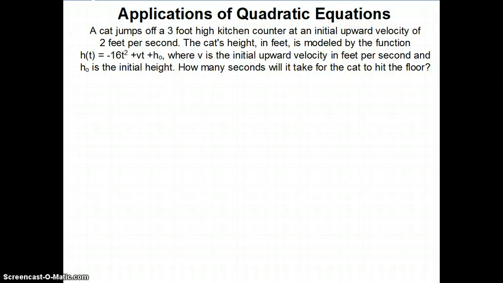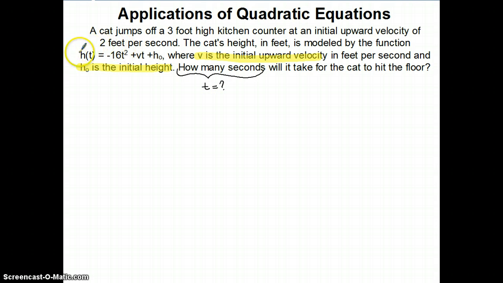Moving on. A cat jumps off a 3-foot-high kitchen counter at an initial upward velocity of 2 feet per second. The cat's height in feet is modeled by the function that follows. V is the initial upward velocity, and h, or h sub 0, is the initial height. How many seconds will it take for the cat to hit the floor? So this how many seconds tells us that we're finding t.